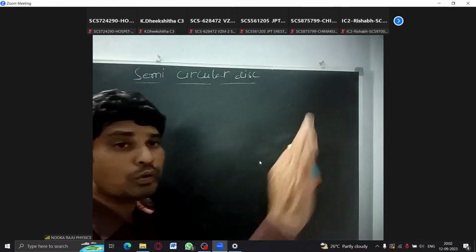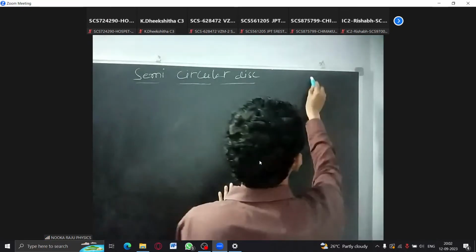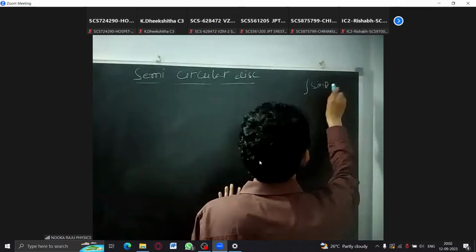If you don't know the integration of sine theta, please add that point also. Integration of sine theta equals minus cos theta. If you don't know, please add that point also.